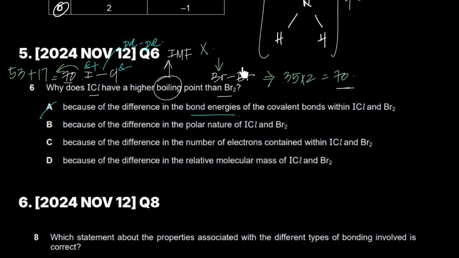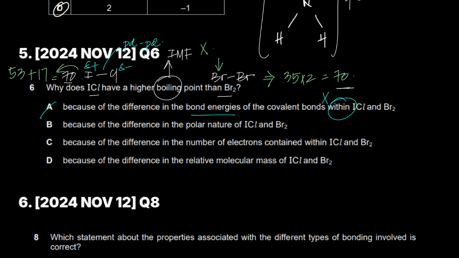But does the boiling point depend on these covalent bonds or does it depend on intermolecular forces of attraction? He's saying the bond energies of the covalent bonds within ICl and Br2. No. We don't look at within. For boiling and melting, we look at the intermolecular force of attraction. We don't look at the covalent bonds, sir. This is the typical mistake which O-level students used to make, right? So that's wrong.